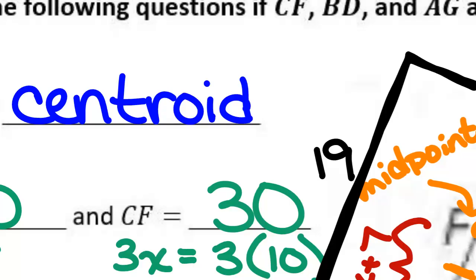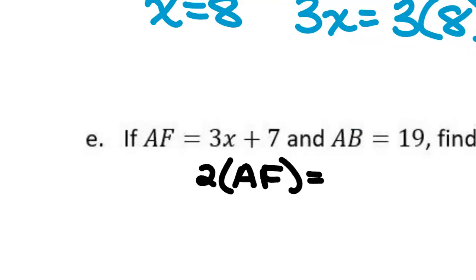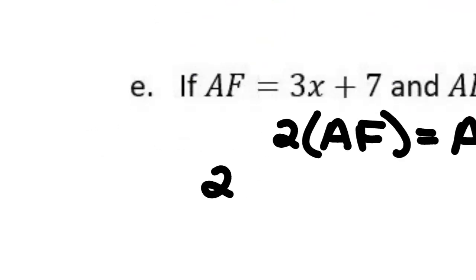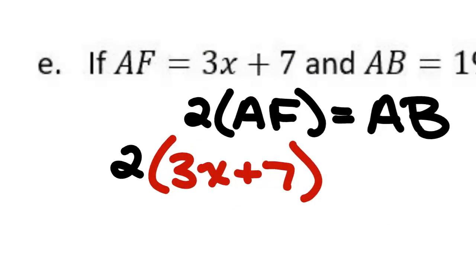AF and FB are. So how many segments this big fit inside this whole thing? 2 of them. So if I do 2 times AF, that gives me the length of segment AB. So if I do 2 times 3x plus 7, that will be equal to 19.